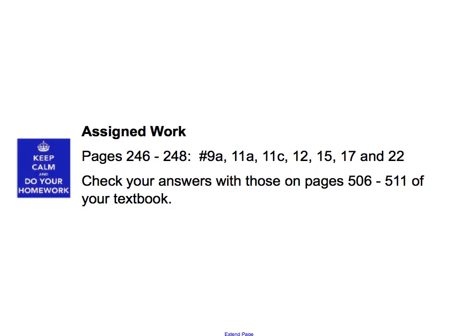So what I want you to do now is practice what we've learned: 9a, 11a, 11c, 12, 15, 17, and 22, and make sure you check your answers on pages 506 to 511.